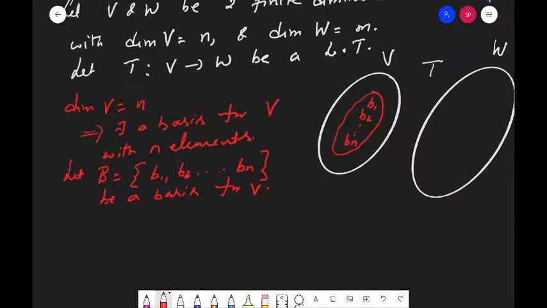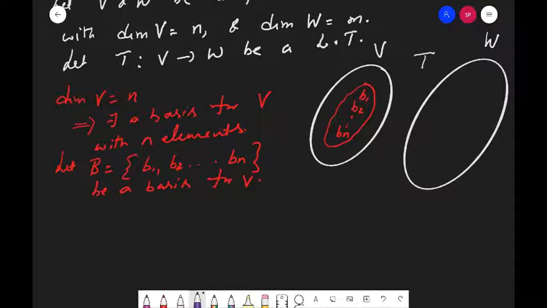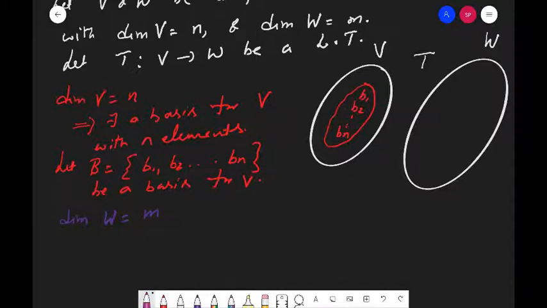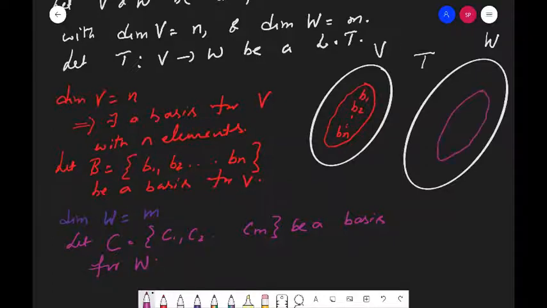Now not only V is a finite dimensional, we even have that dimension W is also given as m. What do we mean by that? We mean by that is, we can take a basis for W also. So let C is equal to set containing C1, C2 and so on Cm be a basis for W. So I have here this one is C for me now. What are the elements? I have C1, C2 and so on Cm. So this is C basis and this is B basis for V and W respectively.